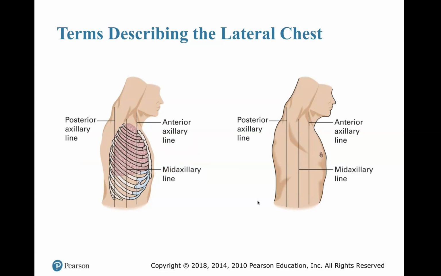Here we go. The lateral chest. Remember I told you the lateral means the side. So we have the posterior axillary line, and then we have the anterior axillary line. The mid-axillary line is what we're going to use to listen to lung sounds, and also to put V6 of an EKG. Okay? And here it is, not exposed.